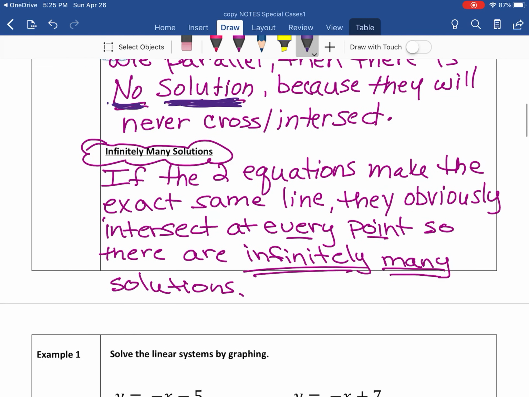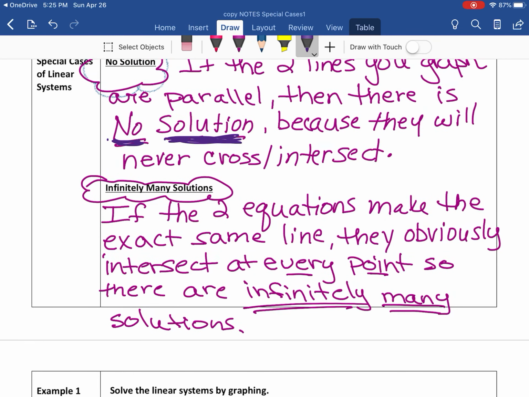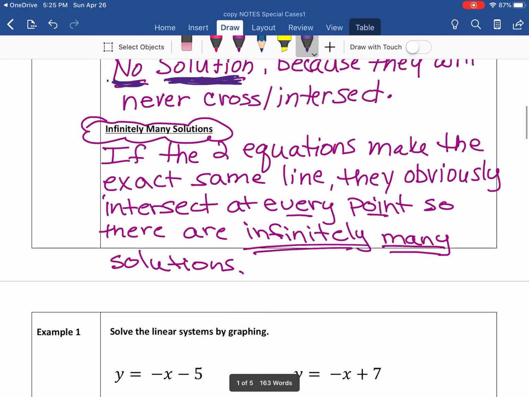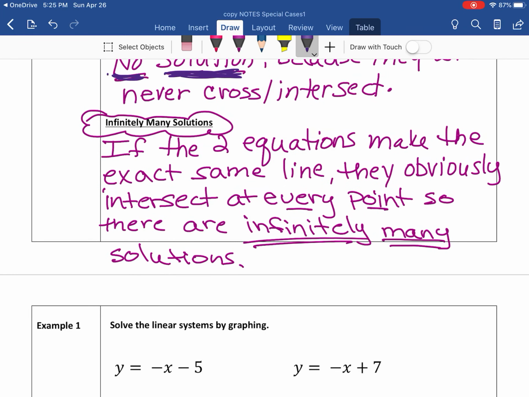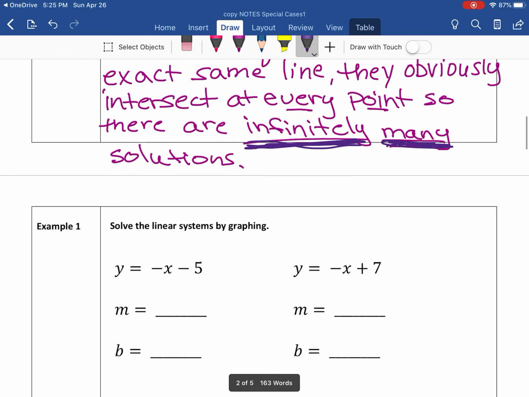The other special case today is if there will be infinitely many solutions. And that's if your two equations make the exact same line. So obviously they're never going to intersect because they are the same line. They are going to intersect at every single point along the line, and therefore you would do your graph and you would only have one line on your graph, but then off to the side your answer would be infinitely many. It's not going to be an ordered pair because there's no place that those two lines cross. They're the same line. All right, let's practice.